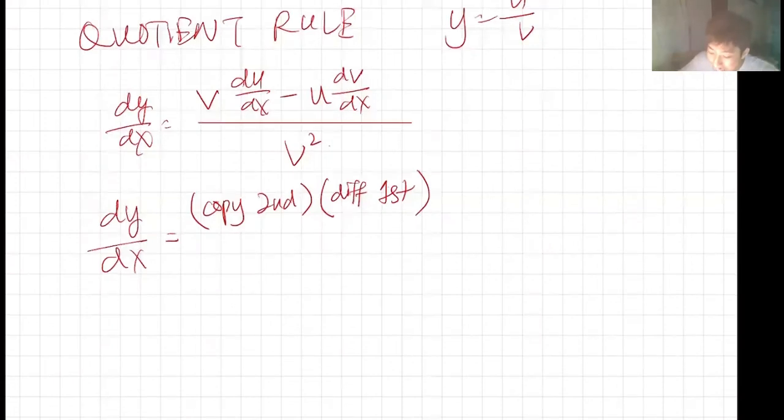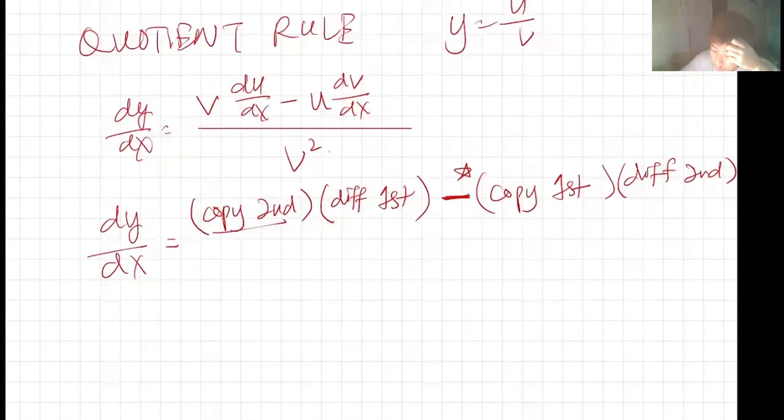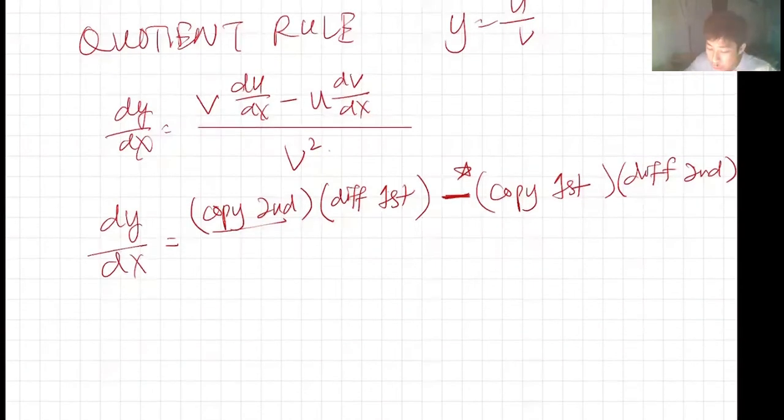Differentiate the first, then minus, don't forget it's a minus. Don't forget this is very, very important. Minus. Then now you copy the first, times it, differentiate the second. Just now you differentiate first, now you differentiate second. What do I mean by second? I shouldn't use first and second. I should use top and bottom, so I'll use top and bottom instead.